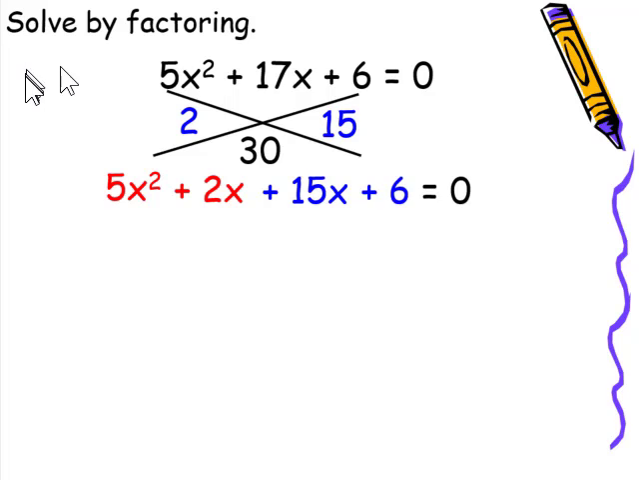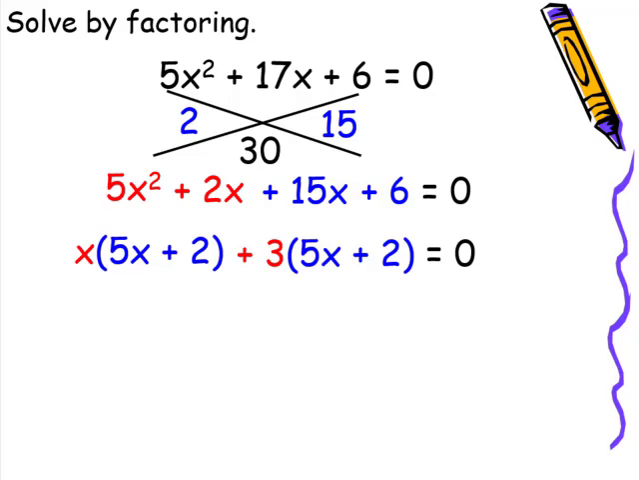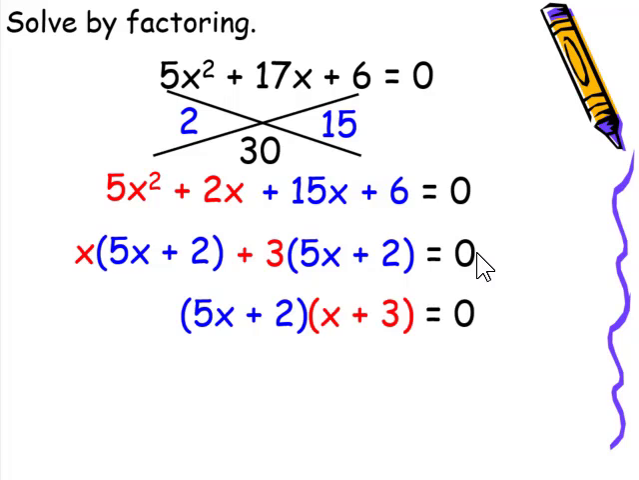Bring down the 6. So this first equation and this second equation are equivalent equations, because 5x squared plus 2x plus 15x, which is 17x, plus 6 equals 0. Now I can factor out the first two terms. I can factor out an x. Out of the second two terms, I can factor out a plus 3. So remember, we're going to factor out a plus or a minus. Since the first and second term now both have an x plus 2 as a factor, I can factor out that common factor, which is 5x plus 2. That leaves us with 5x plus 2 times x plus 3.